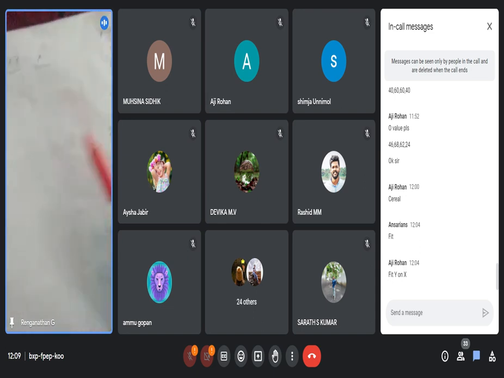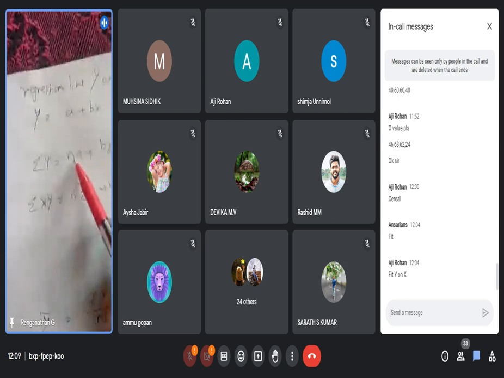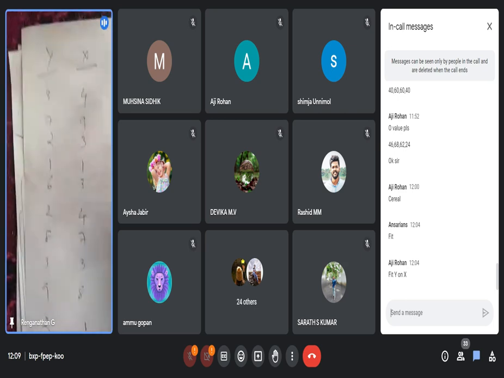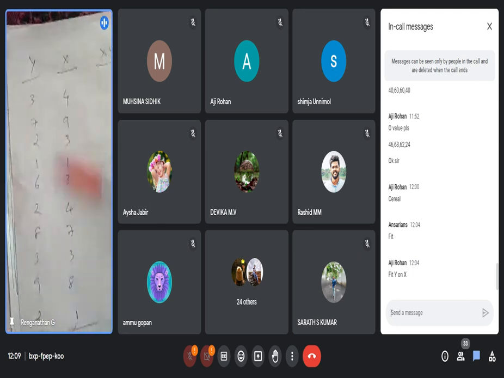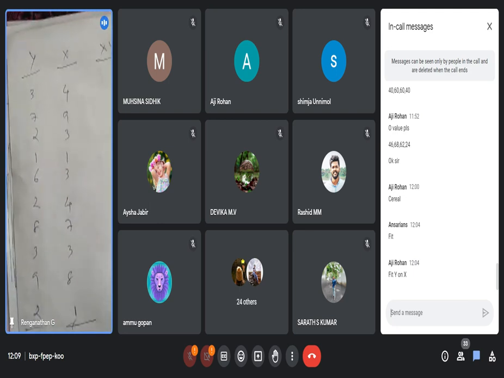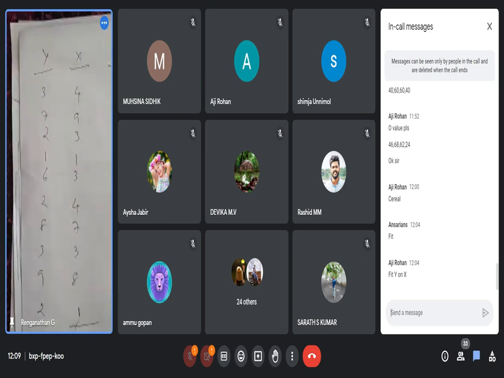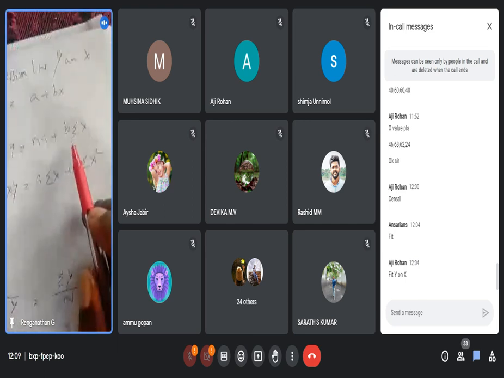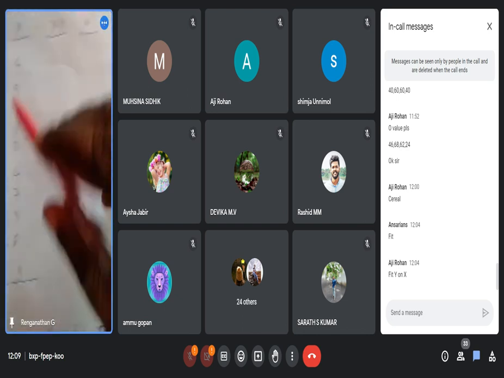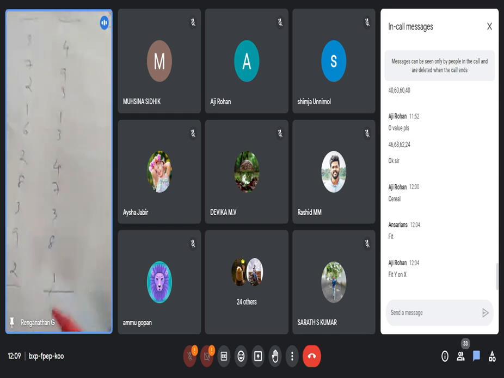Sigma y. Sigma y means total of the y column. Then n means number of pairs. How many pairs are here? Y and x pairs are here. 10 pairs are here, isn't it? So the number of items n is equal to 10. Then again come to the formula b sigma x. Sigma x means total of x. So you have to take the total of the y column and the x column.